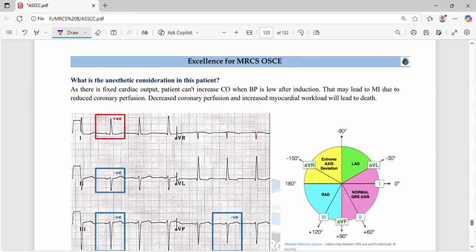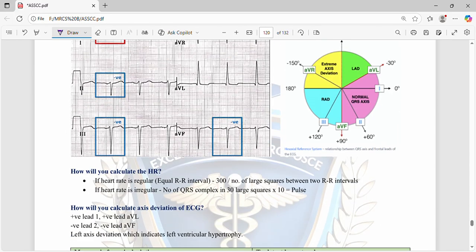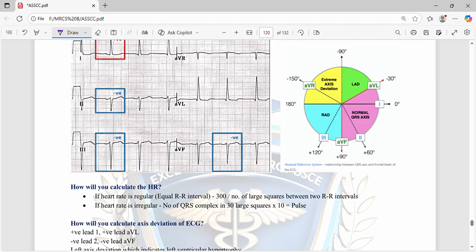What is the anesthetic consideration in this patient? As there is a fixed cardiac output, the patient cannot increase cardiac output when BP is low after induction. That may lead to MI due to decreased coronary perfusion, and increased myocardial workload can lead to death.